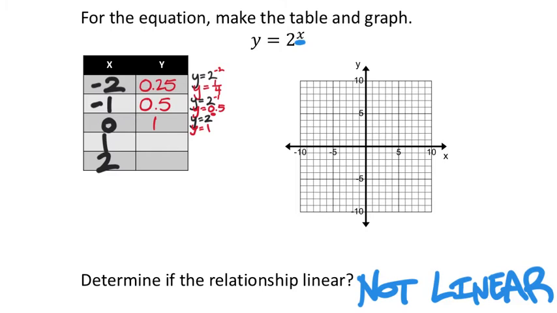Y-intercept right there. And then next I got y equals 2 to the power of 1, which is just 2. So 1, 2. And then finally y equals 2 to the power of 2, which is 2 times 2, that's 4. Okay, so 2, 4. Again, there's our table.